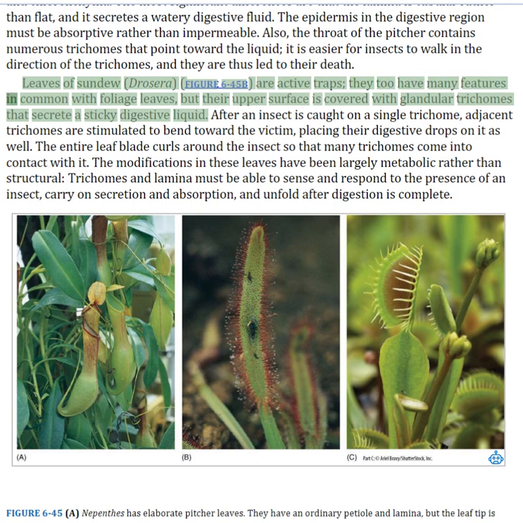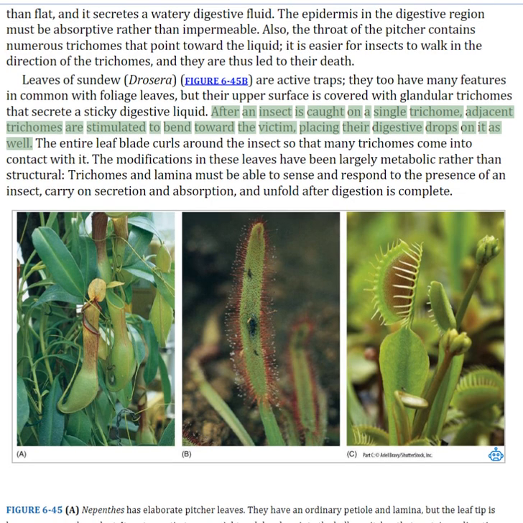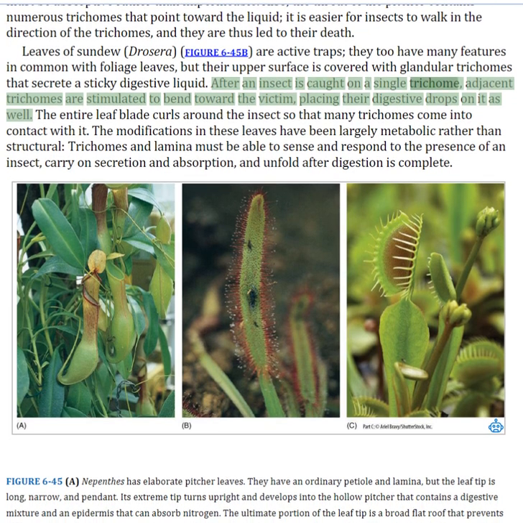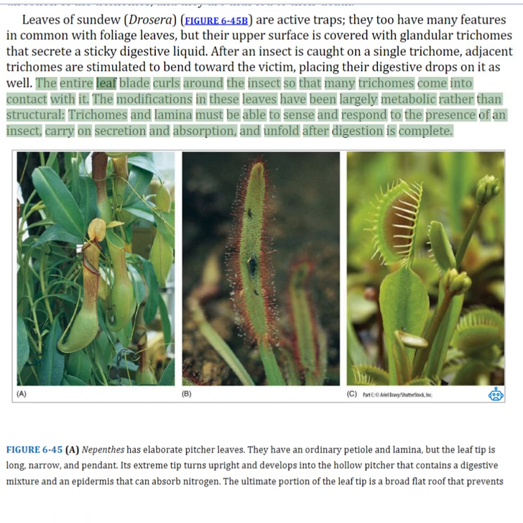Leaves of sundew are active traps. They too have many features in common with foliage leaves, but their upper surface is covered with glandular trichomes that secrete a sticky digestive liquid. After an insect is caught on a single trichome, adjacent trichomes are stimulated to bend toward the victim, placing their digestive drops on it as well. The entire leaf blade curls around the insect so that many trichomes come into contact with it. The modifications in these leaves have been largely metabolic rather than structural. Trichomes and lamina must be able to sense and respond to the presence of an insect, carry on secretion and absorption, and unfold after digestion is complete.